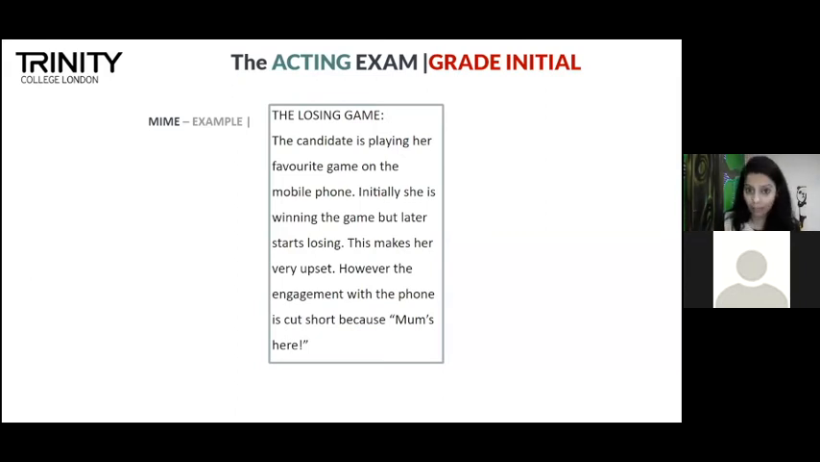It's explained very well. So at initial level, the candidate is supposed to establish the object at hand, the space that is used, and the character that is being portrayed. So here is an example of an initial grade mime. The candidate is playing her favorite game on the mobile phone. Initially, she's willing, yes. And then she starts losing it. Frustration comes in, anger, and finally the whole thing is cut short because mom is home.